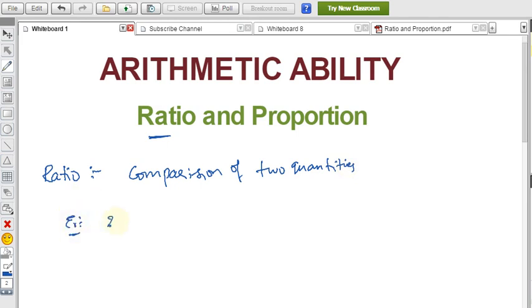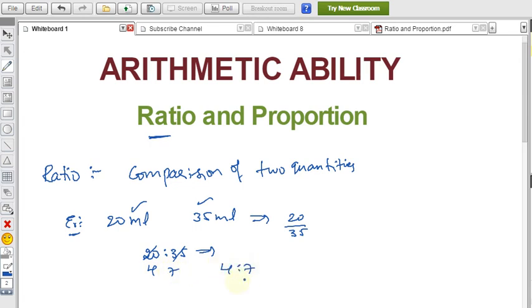For example, 20 ml and 35 ml. When we compare these two quantities, we write 20 is to 35, using that symbol, or else we can write 20 by 35 or 20 is to 35, both are the same. If you simplify, you always write ratios in the simplest form. 5 fours are 20, 5 sevens are 35, so 4 is to 7 is the ratio of 20 ml and 35 ml.